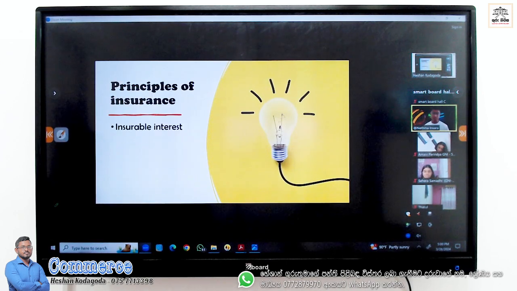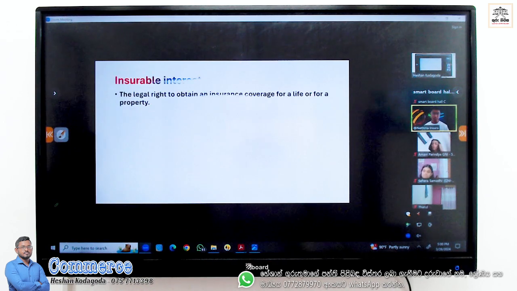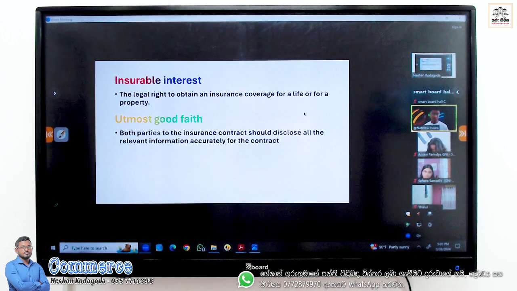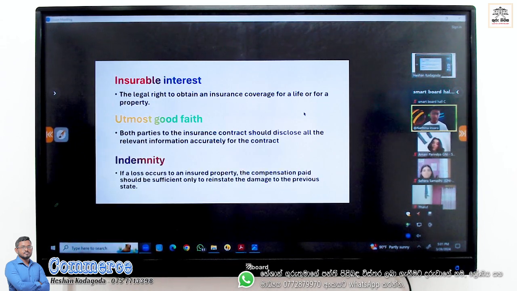Principles of insurance: insurable interest, utmost good faith, indemnity. Insurable interest means the legal right to obtain an insurance coverage for a life or for a property. Utmost good faith means both parties to the insurance contract should disclose all the relevant information accurately for the contract. Indemnity means if a loss occurs to an insured property, the compensation paid should be sufficient only to reinstate the damage to the previous state.